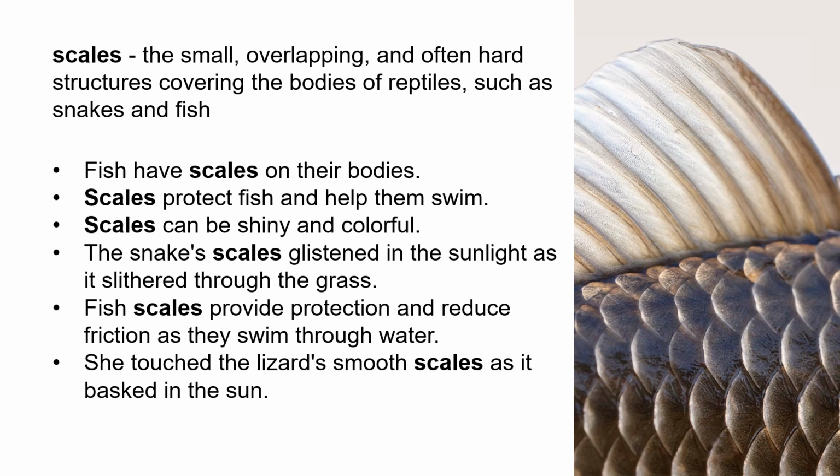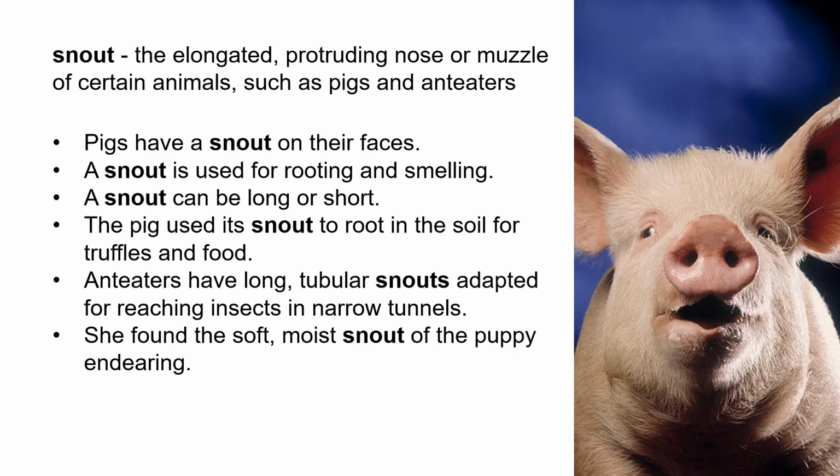Scales are the small, overlapping, and often hard structures covering the bodies of reptiles, such as snakes and fish. Snout. Snout is the elongated, protruding nose or muzzle of certain animals, such as pigs and anteaters. Pigs have a snout on their faces. A snout is used for rooting and smelling.